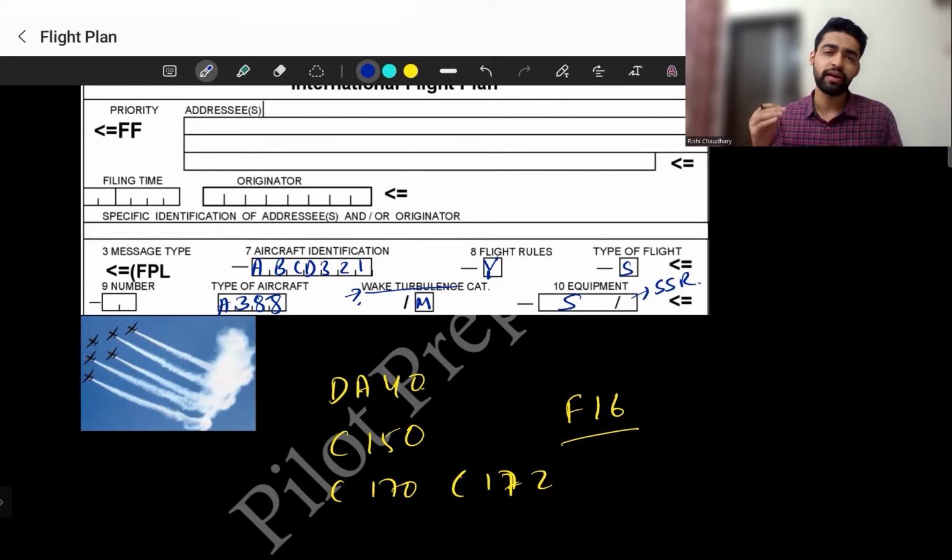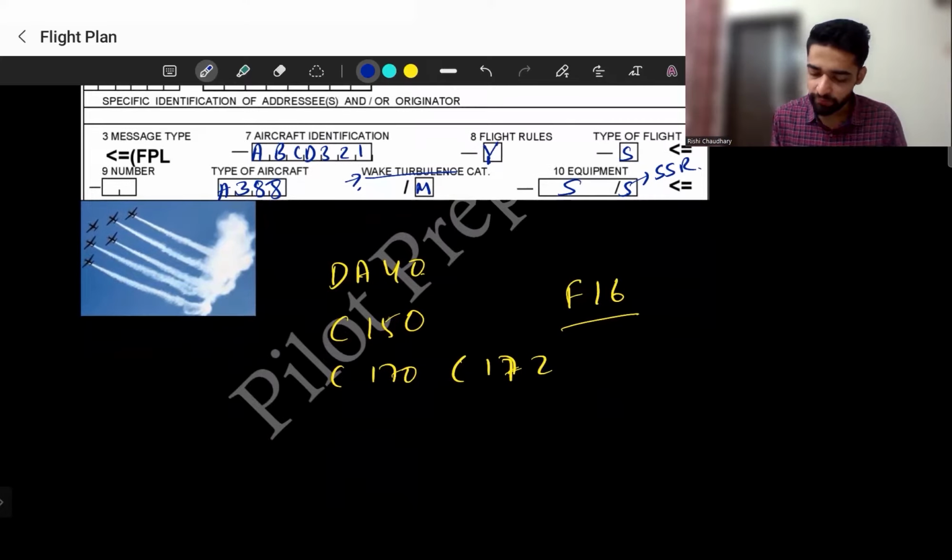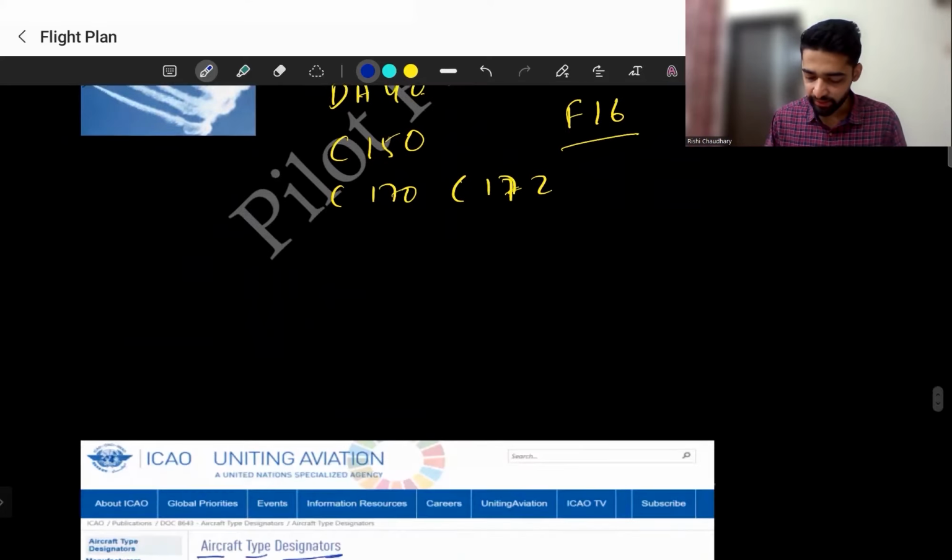It can be H type, I type, L type, X type, or P or Sierra type. So usually we use Sierra type of radar, which gives us the information of aircraft identification and pressure altitude. So these two things are given by Mode S type of secondary surveillance radar. So we will directly use that one. And till now we have filled item number 7, 8, 9 and 10. Let's move to the next item number, that is item number 13.